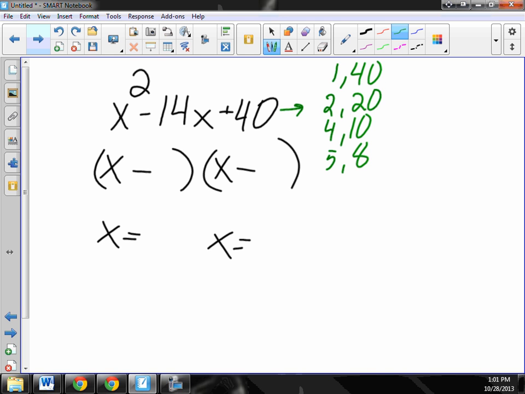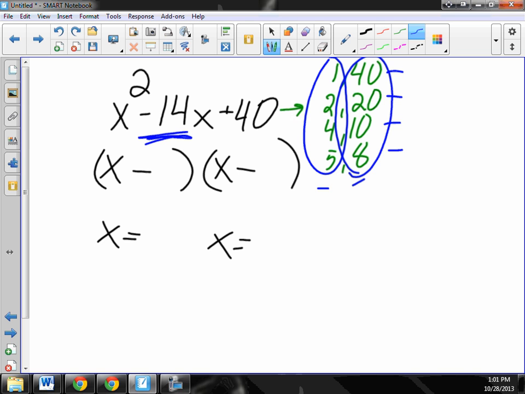Okay? And what do I know about the signs? This group is negative, and this group is also negative. So if they're both negative, can I use any of these pairs to create a negative 14? Negative 4, negative 10. So it's negative 4 and negative 10. Now, hopefully you've seen something like this before. If you have another way to think of it that makes sense, that's fine. This way, you'll make the fewest mistakes, though. Okay, now it's really easy.